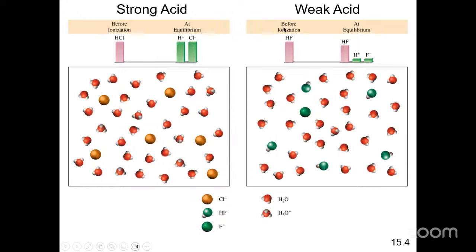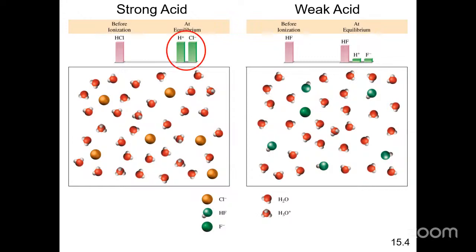On the other hand, in the case of hydrofluoric acid, when you add it to water, what happens? The concentration of the HF does not change much, and the concentrations of H plus and F minus are relatively low, right? And that's basically the difference between a strong acid and a weak acid. The strong acid will undergo complete dissociation, and therefore the concentration of ions will be relatively high, while the weak acid will undergo partial dissociation, and therefore, as a result, the concentrations of the ions will be relatively low.